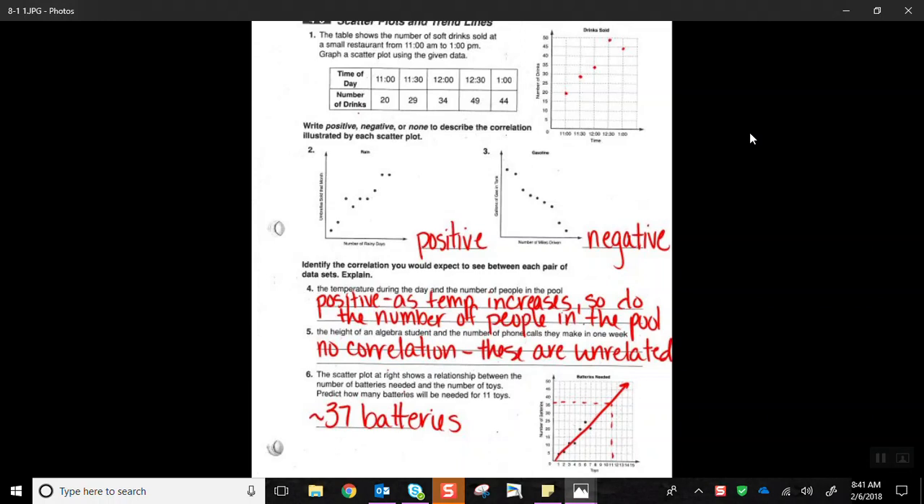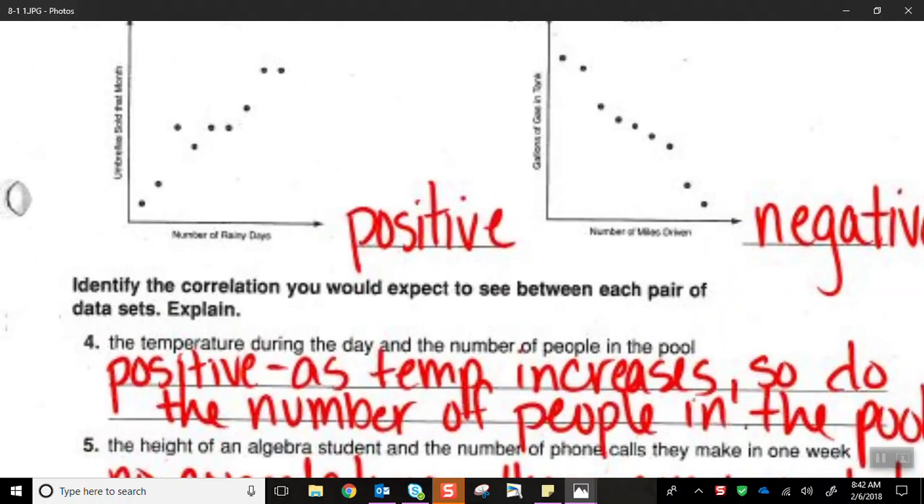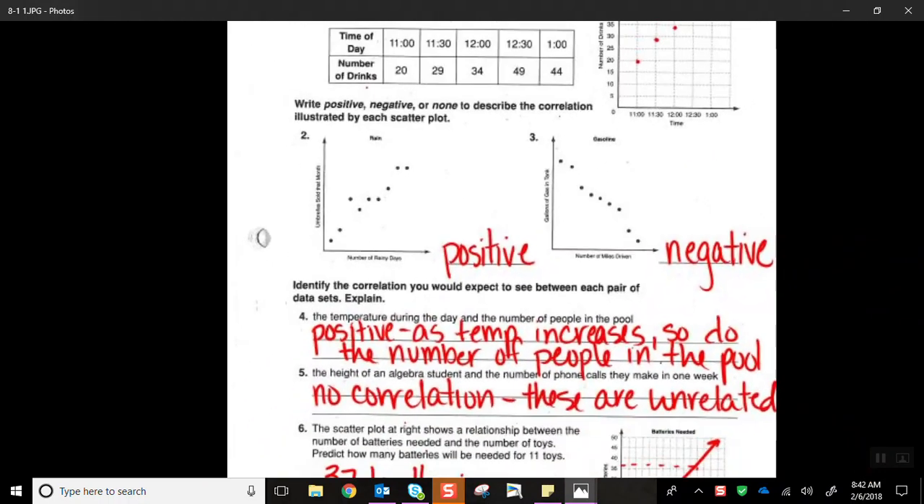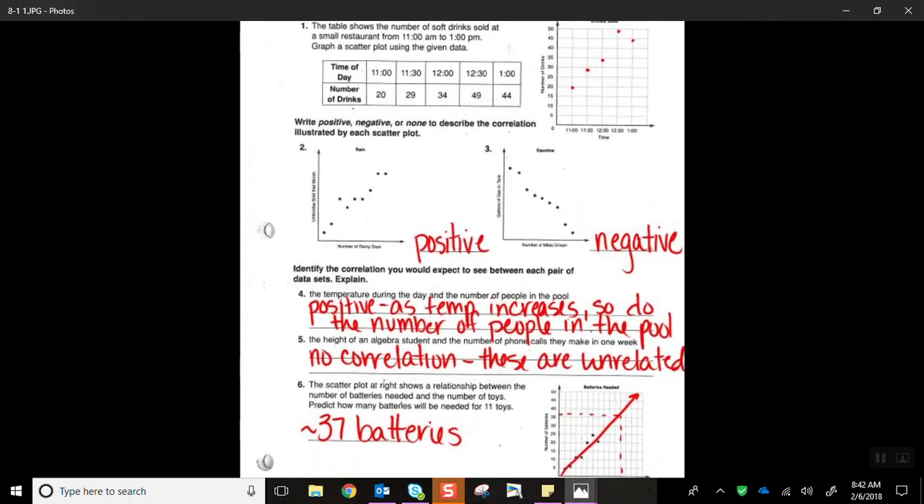Number two, the answer is positive. You can see that as the number of rainy days increases, so does the number of umbrellas sold. Number three, that's a negative correlation. You can see that as the number of miles driven increases, the gallons of gas that are in the tank is going to decrease.